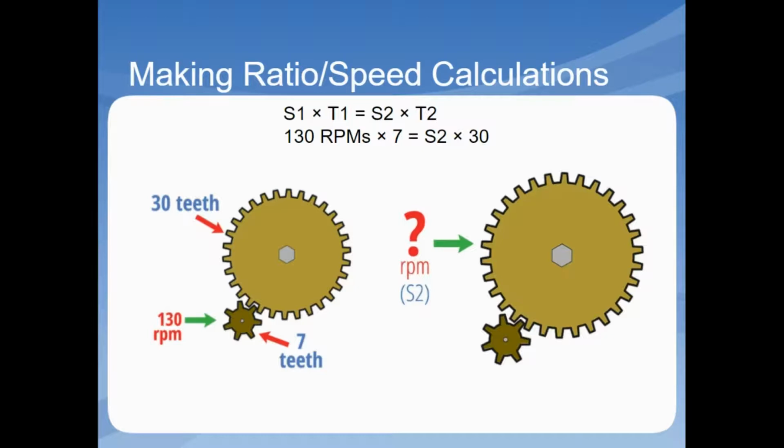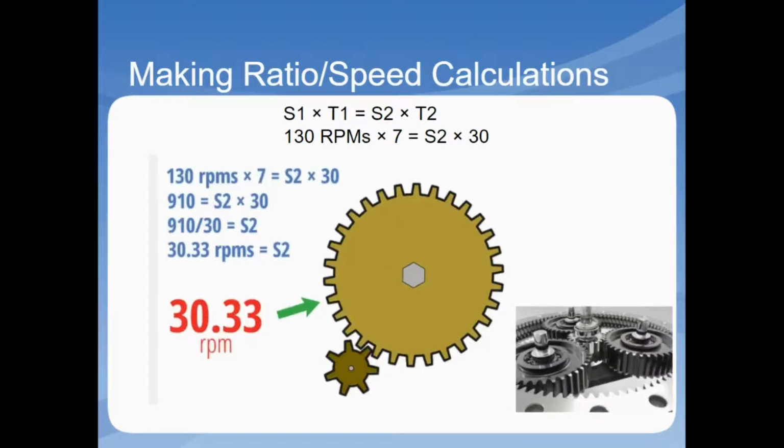In this formula, S1 refers to the rotational speed of the drive gear. T1 refers to the teeth of the drive gear, and S2 and T2 to the speed and teeth of the driven gear. Often in these sorts of problems, you'll be solving for S2, though it's perfectly possible to solve for any of the variables. In our example, plugging in the information we have, we get this: 130 RPMs times 7 equals S2 times 30.